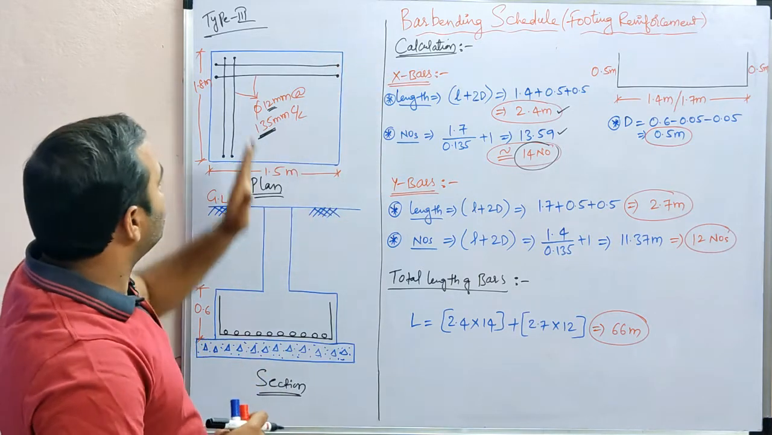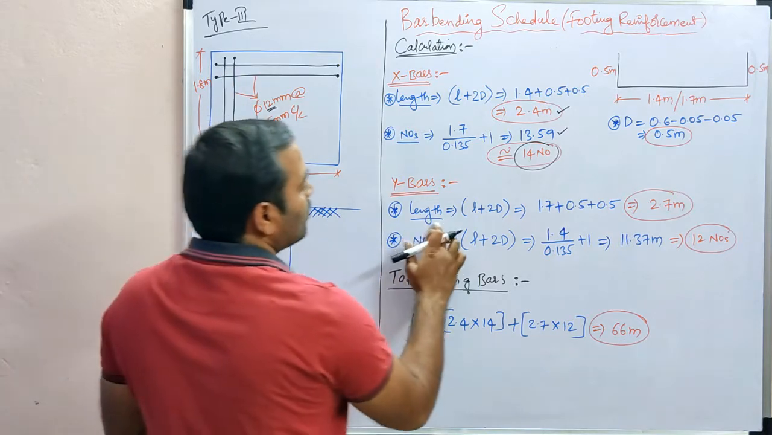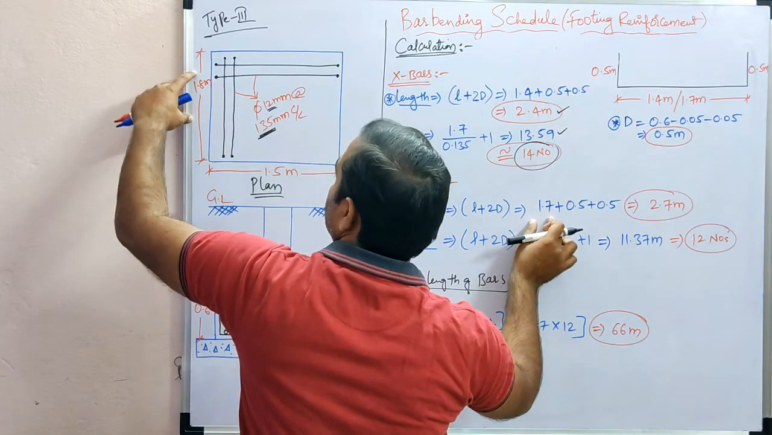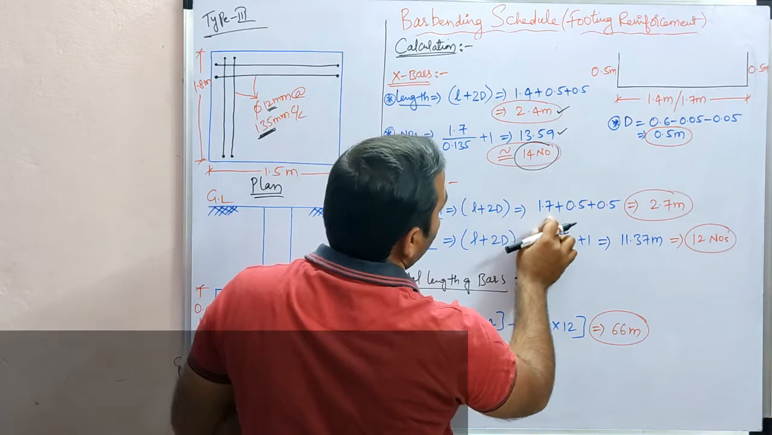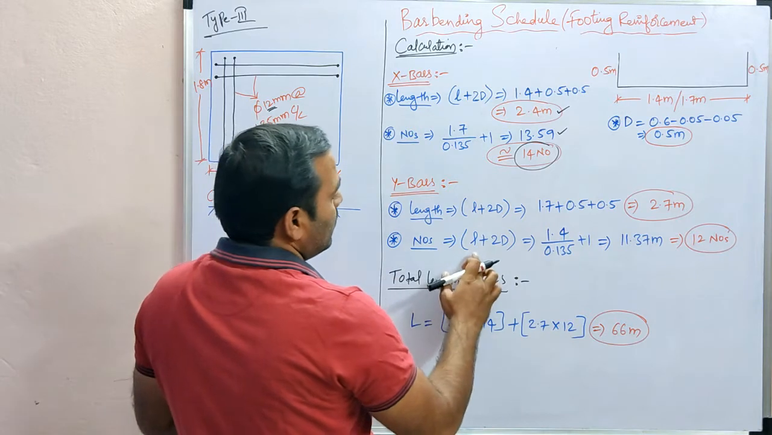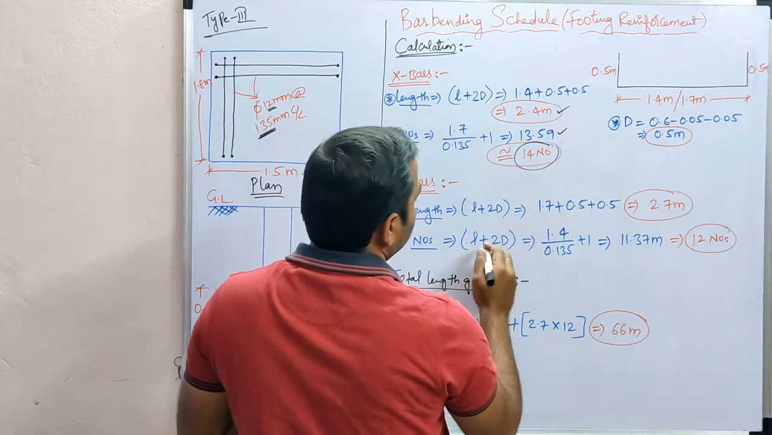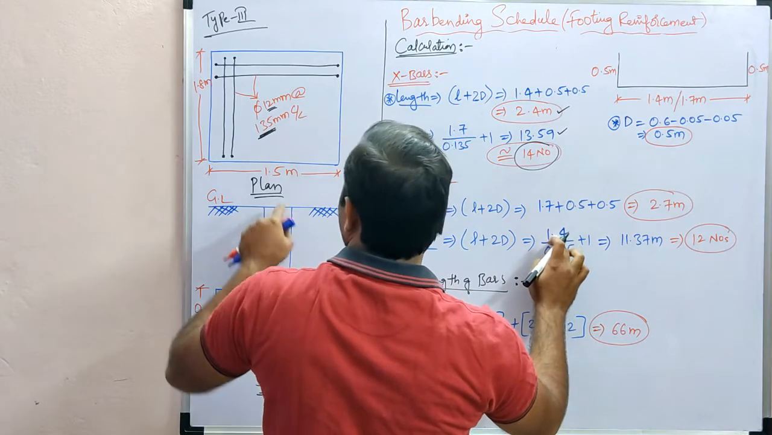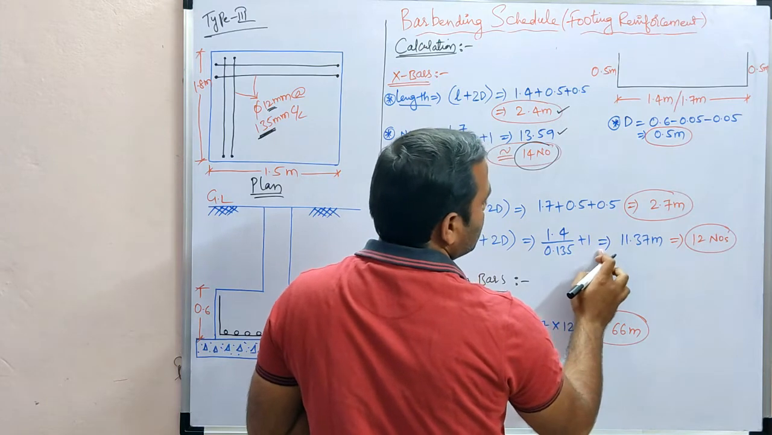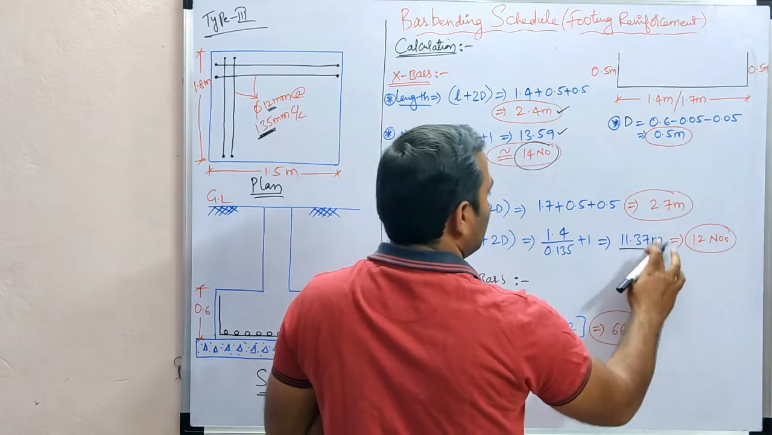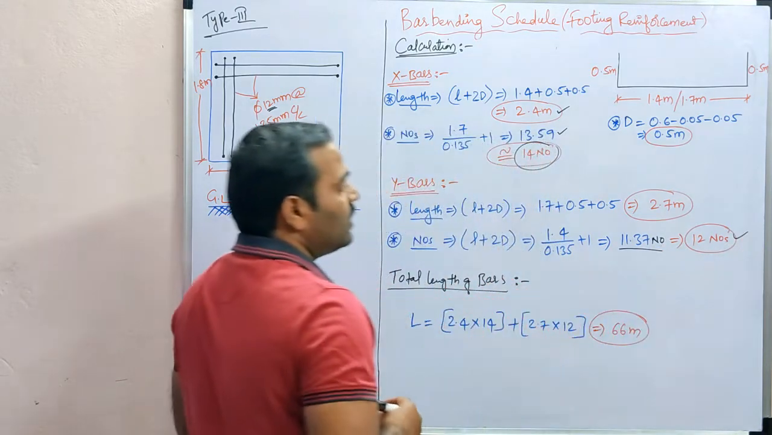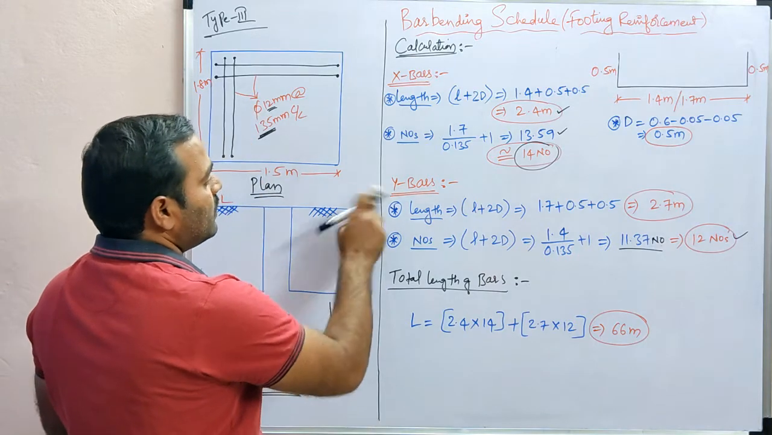Coming to y bars, in the same way the vertical bars. Length is equal to L plus 2 times the depth. 1.7 is the L length, that is nothing but the vertical length 1.8, and with 0.5 plus 0.5 I got 2.7 meters. Coming to numbers, here for numbers, this one, 1.4 is this value, divided by spacing plus 1. So how much will I get? 11.37 numbers. Approximately I can take 12 numbers. So this is the calculation for y bars.